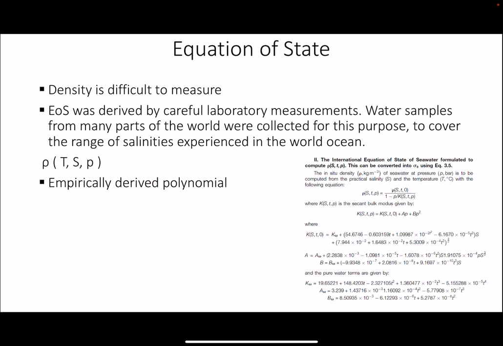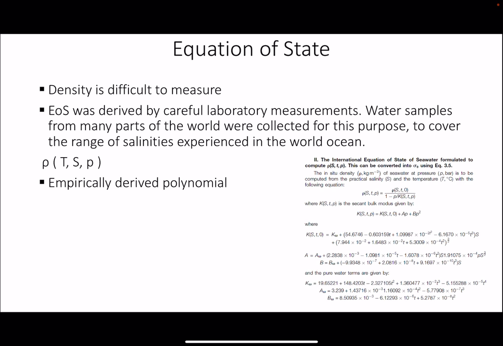Okay, so how do we know the density of a water parcel? Well, we don't have an instrument that goes out and measures density. What we can do is measure temperature and salinity and then also determine the pressure of the water. And this equation of state is how we then basically calculate density empirically.